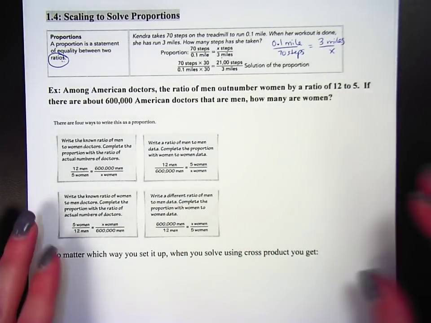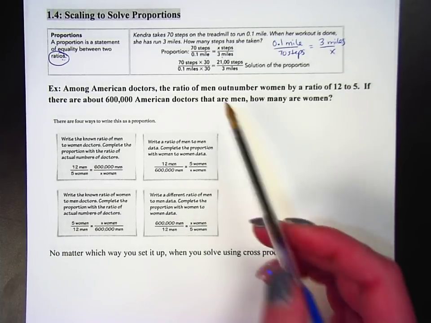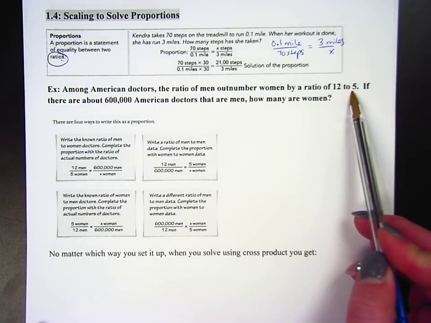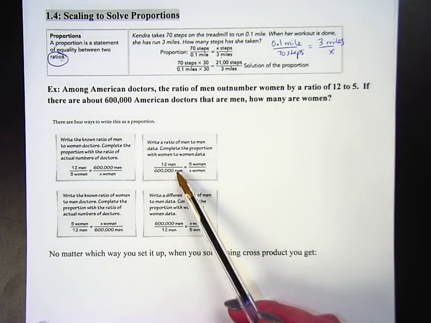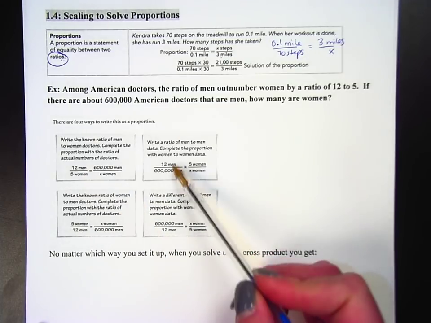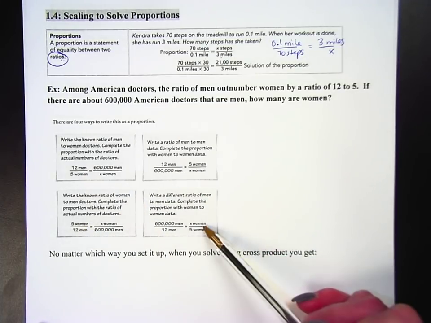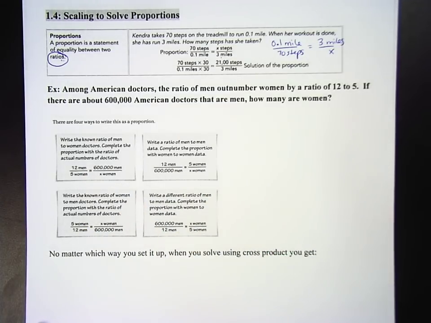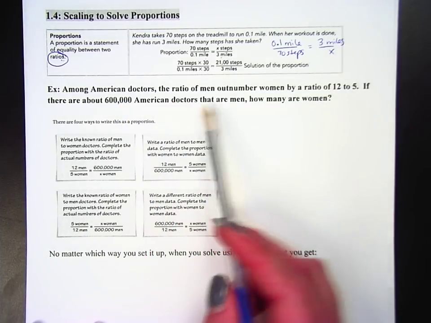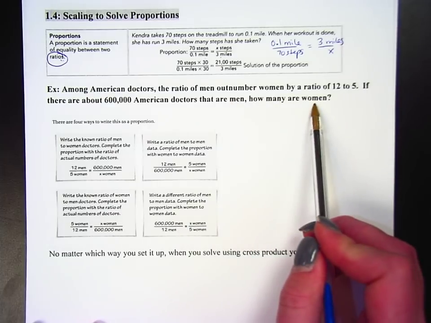So let's look at another example here. Among American doctors, the ratio of men to women is 12 to 5. You'll notice in all of ours down here, whenever you see 12 to 5, they have men to women. So they're adding that label. If there are about 600,000 American doctors that are men, how many are women?